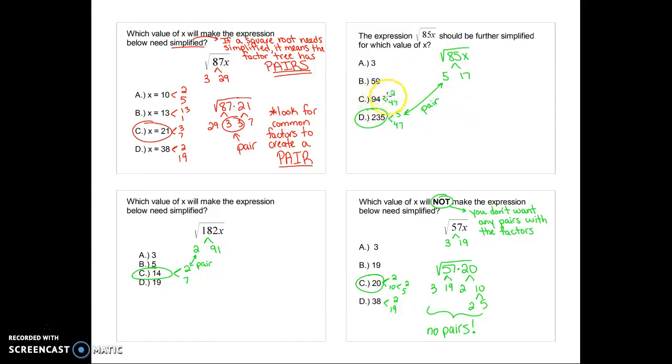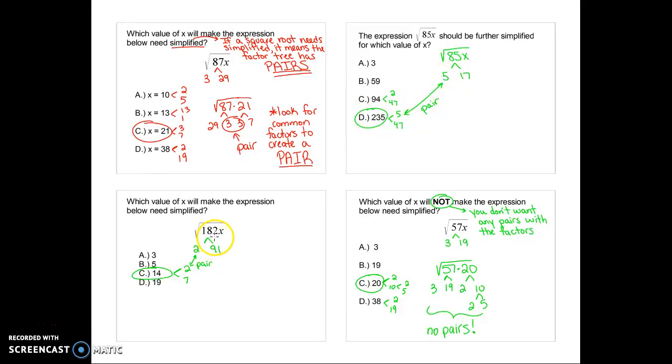94 breaks apart into 2 times 47. Again, neither one of these pair up with the values that I need them to pair up with. So then 235 breaks apart into 5 and 47. So when I break that apart, it allows my 5's to pair up because they match. So the answer has to be D.